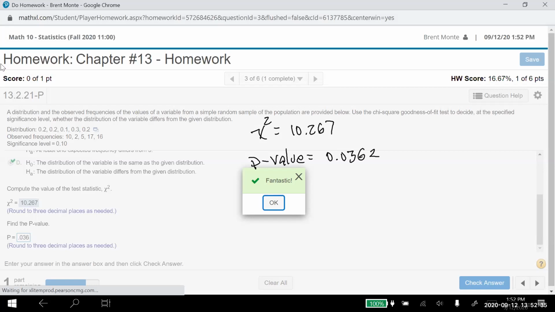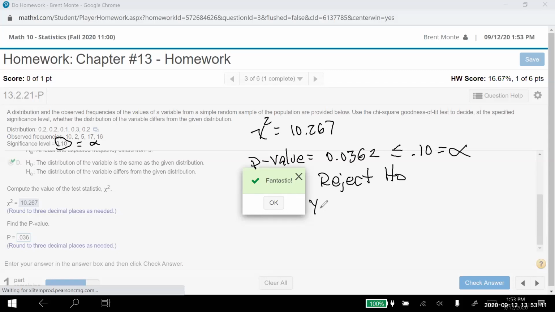Now, before I go from that, just so we have room, let's go ahead and answer the question. Now, notice they said up here, the significance level was 0.10. That's my alpha. So I'm seeing if my p-value is less than or equal to 0.10, which was my alpha. It is less because this is 3.6% versus 10%. So since my p-value is less than alpha, I reject the null hypothesis, which I had stated the distribution is the same. I'm rejecting that, saying I don't think it is. Let's go with the alternative, which says, oh, it looks like the distribution of the variable differs. So we're going to answer yes.